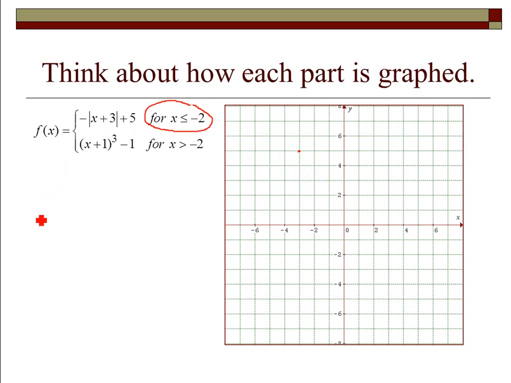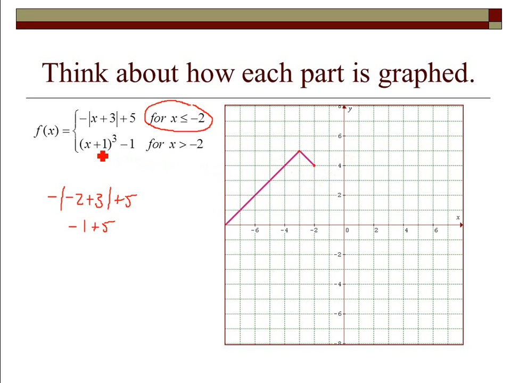Plugging in negative 2, I get negative absolute value of negative 2 plus 3, plus 5. So this gives me 1 inside the absolute value, so I'll get negative 1 plus 5. That's going to give me 4. That was my transition point, so I know it has to go through that point right here. So I'm going to get a V shape, just like this.